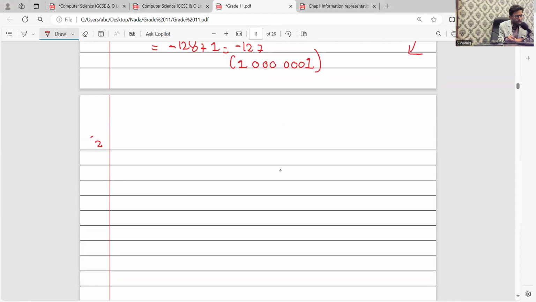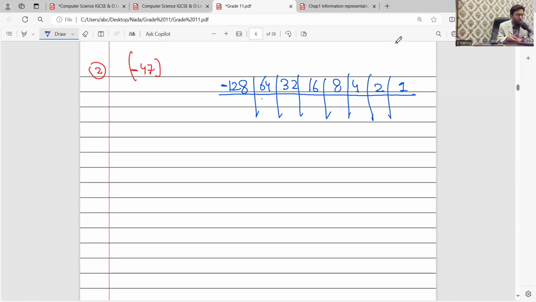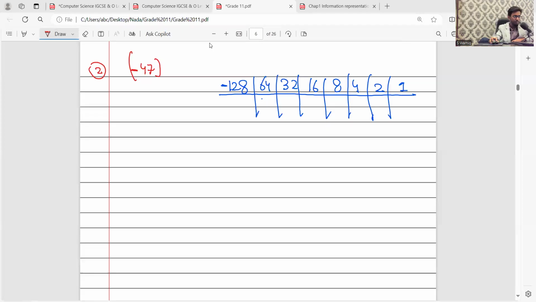Just for giving you another example of 2's complement, let's say that I have a number minus 47 and I need to calculate the binary equivalent of that. So what I'm going to do is follow the same series. It's going to be, for example, 1, 2, 4, 8, 16, 32, 64 and minus 128. So now the answer that I need right here is minus 47. So basically what I need to do is make minus 47 here.